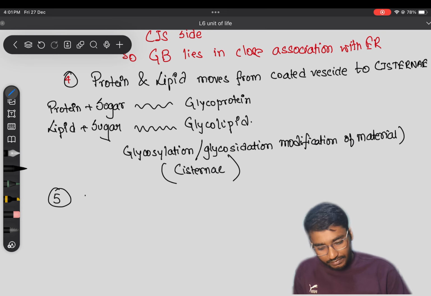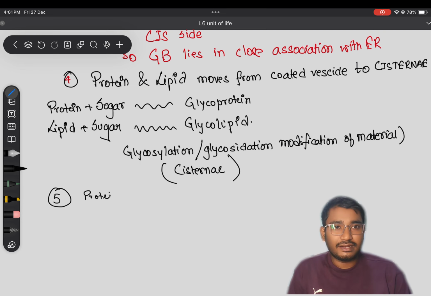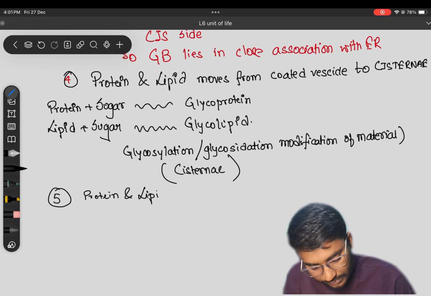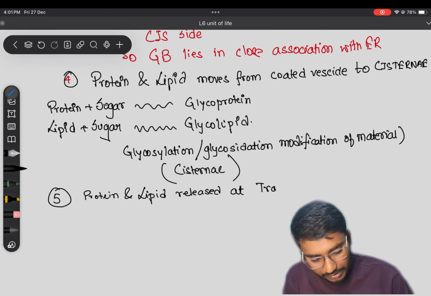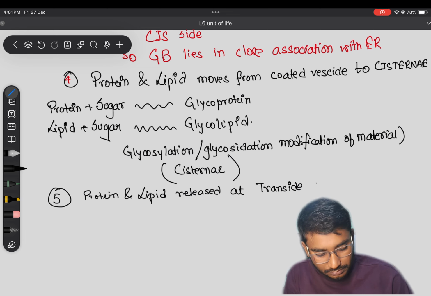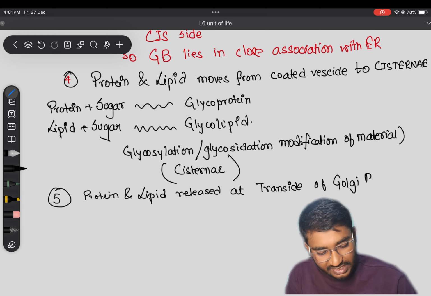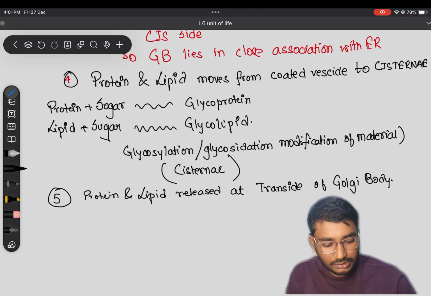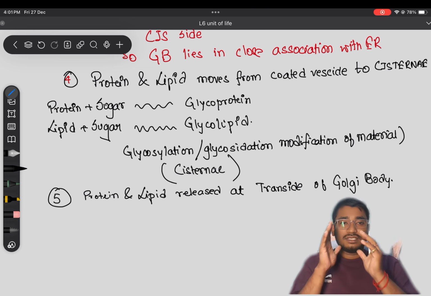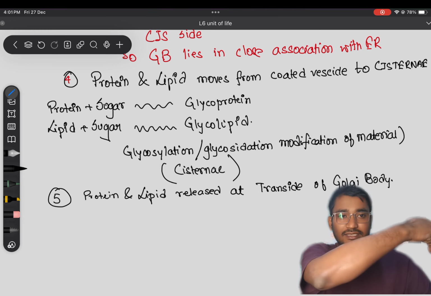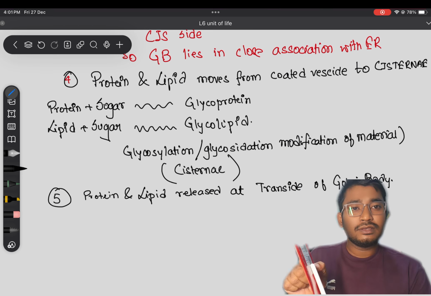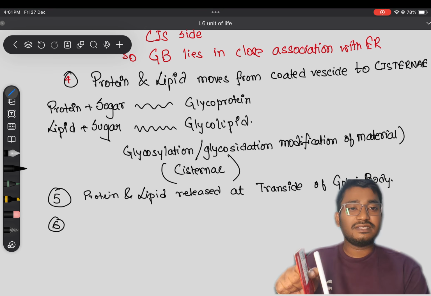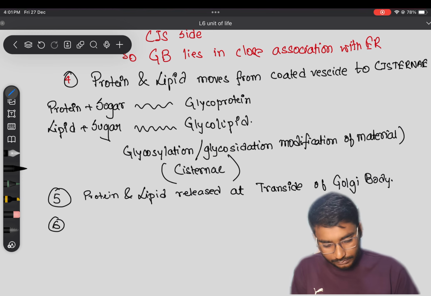So point number 5 is protein and the lipid are released at the trans side of the Golgi body. Protein and lipid released at trans side of Golgi body. So it takes in at cis, matures it, and throws it out from trans. If this is the cis face, it takes from the cis face and throws out from the trans face. Okay.